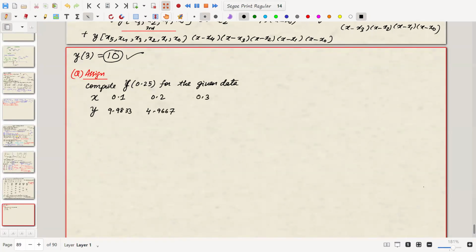For 0.3, it is being given 3.2836. For 0.4, it is being given 2.4339. For 0.5, it is given 1.9177. You have to compute y at 0.25 in between these 2 points, okay, for this given data. Show the finite difference table, interpolating polynomial, okay, and let me know. This is the assignment for you.